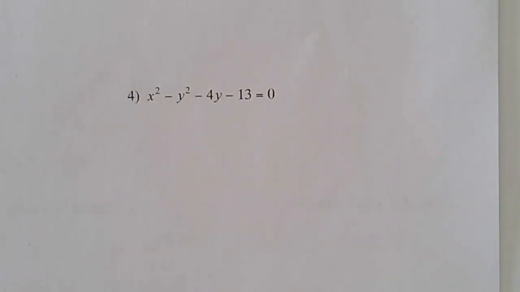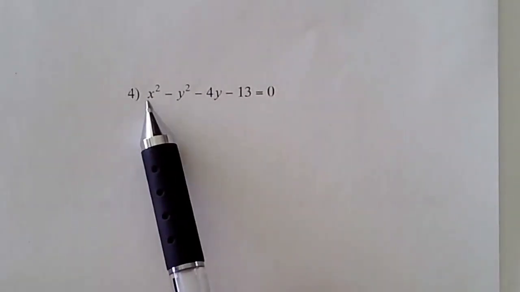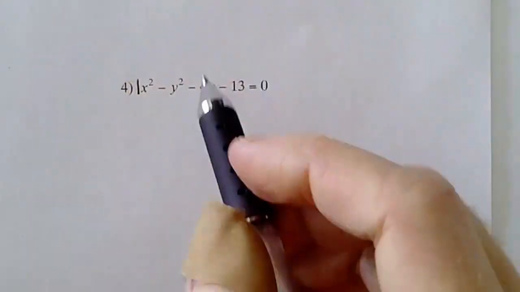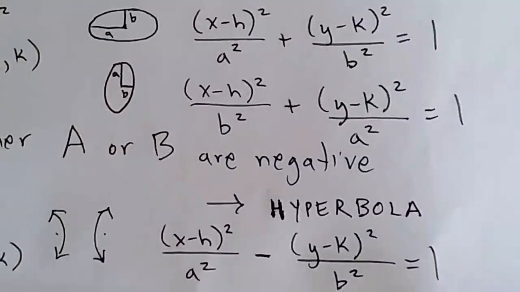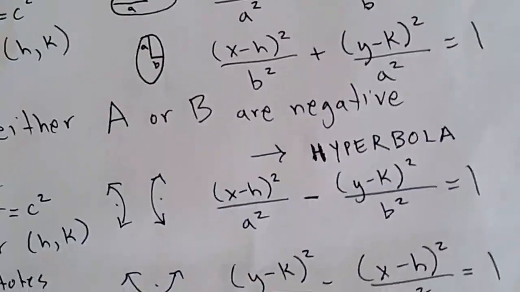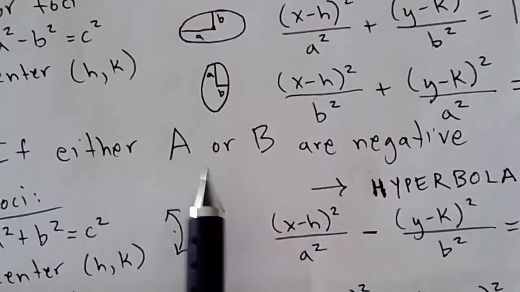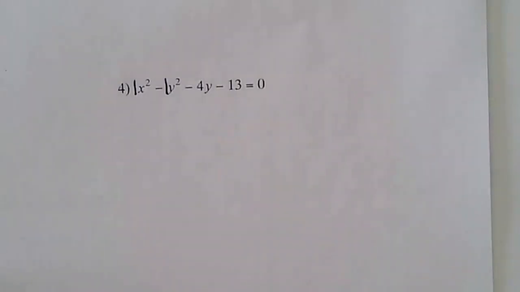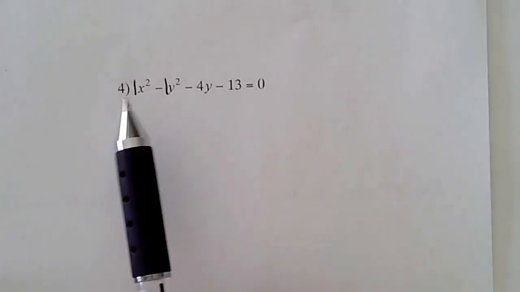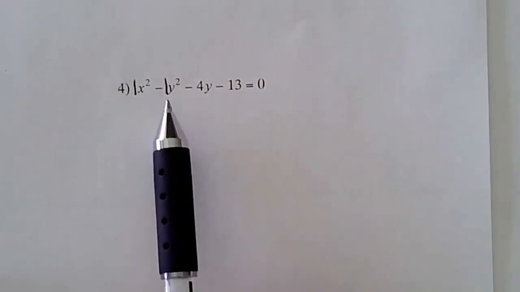Okay, so for number 4 on this homework 3, we notice our A and our B values are looking like they're about the same, but they're not, because one of them is negative. We know from our reference sheet that if either A or B is negative, then you have a hyperbola, and that is what we have here. A and B are not the same sign. One of them is negative.